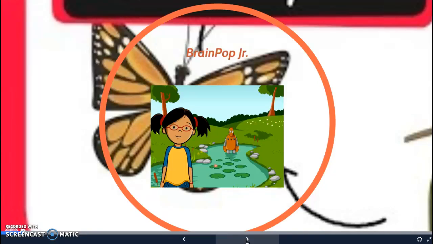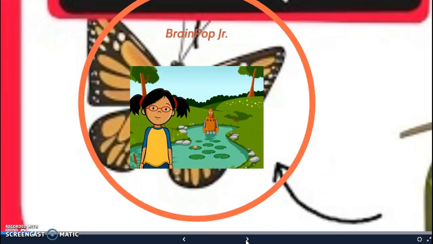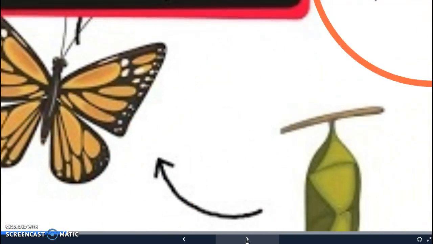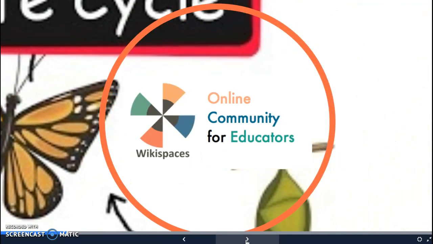BrainPop was another resource students used to gather information on different animals and life cycles. Here, they found examples such as the life cycle of a butterfly and the life cycle of a frog. Flickr was the app used for scholars to collect images that were then placed onto their writing paper. Wikispace was a resource tool for students to gather their information on the different animals.